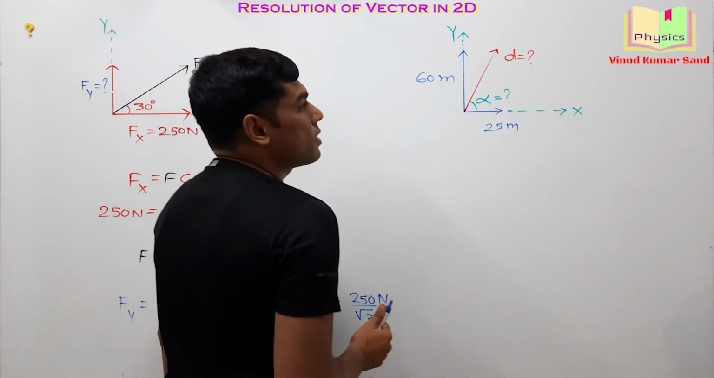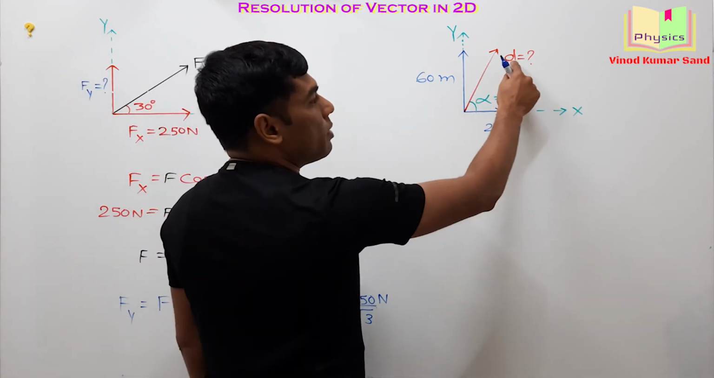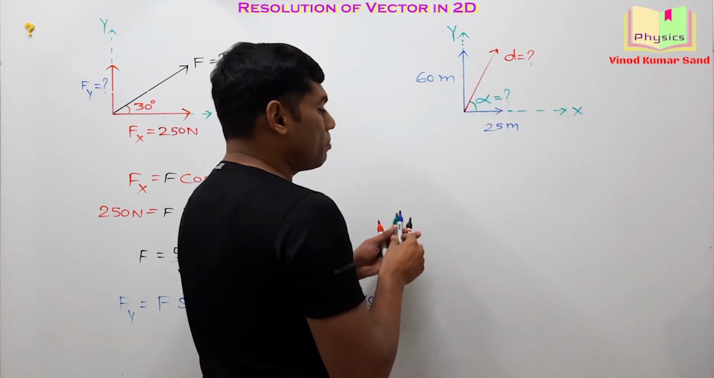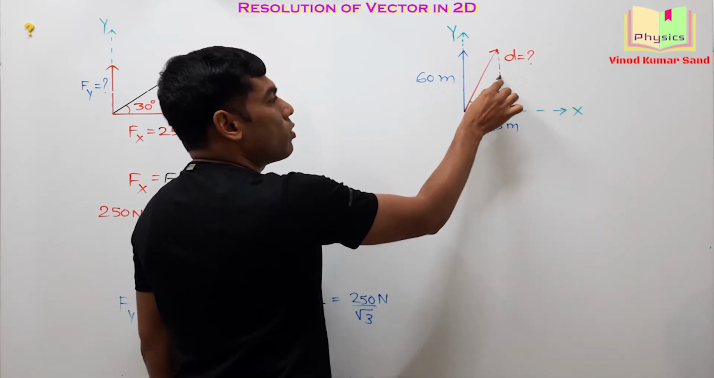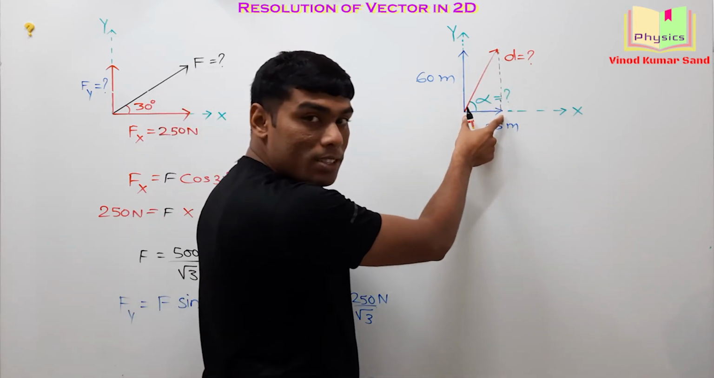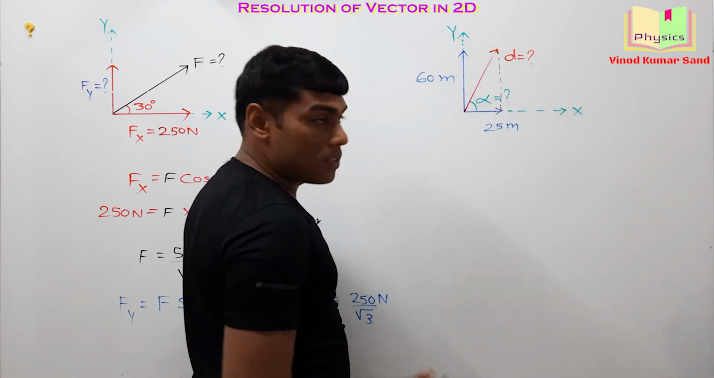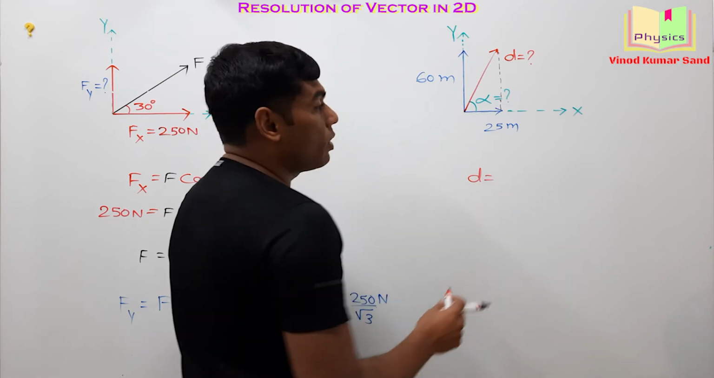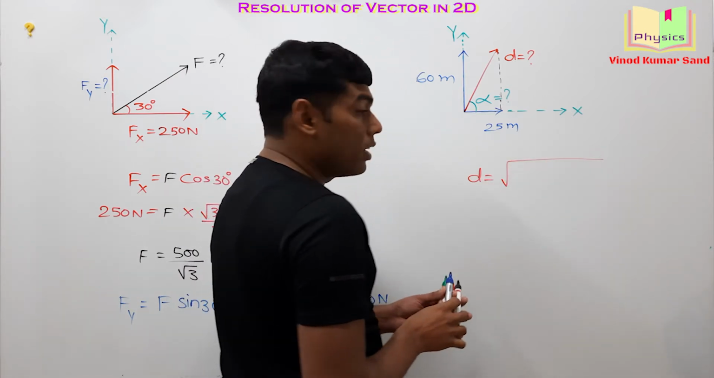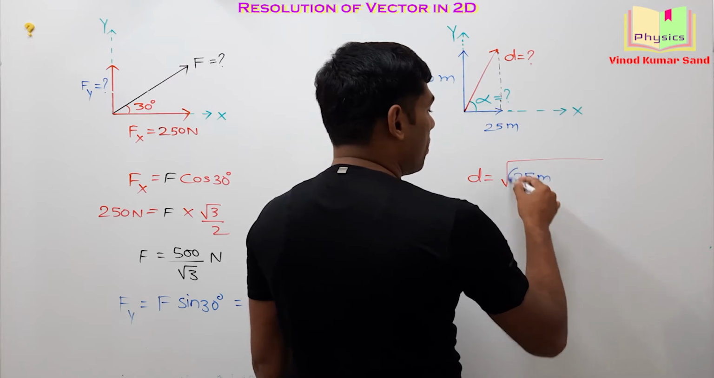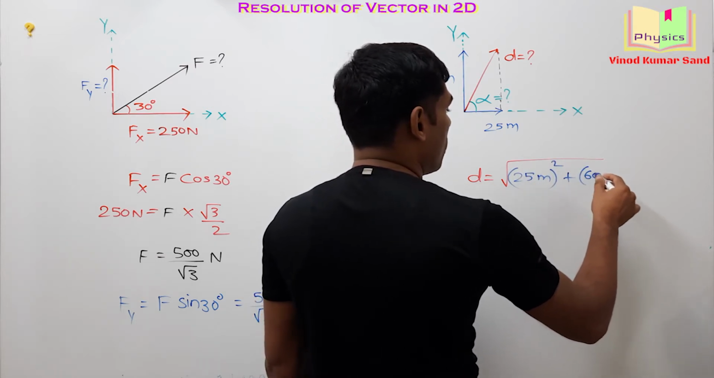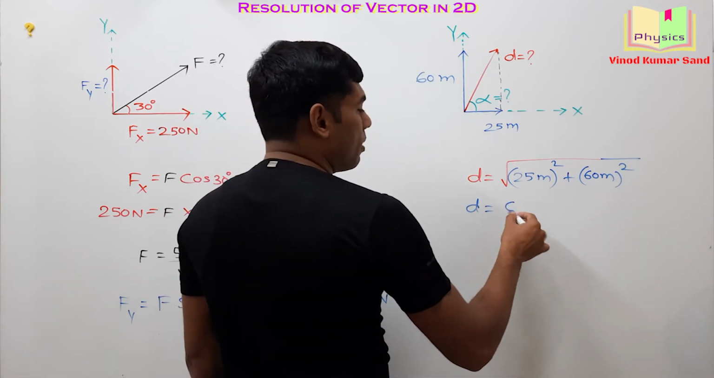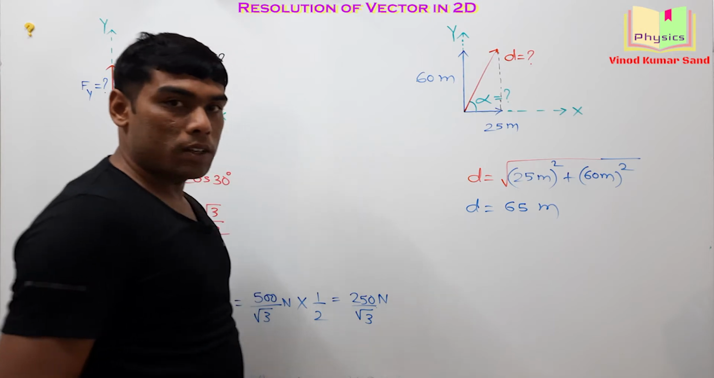Now solving the second question. Suppose we want the magnitude of the displacement vector. This can be easily obtained using the Pythagoras theorem. If you drop a perpendicular here, then this length is 25 and this length is 60. So this red length D will be equal to what? Root of 25 meters square plus 60 meters square. Do you agree? You can simplify this. The answer will come out to be 65 meter.